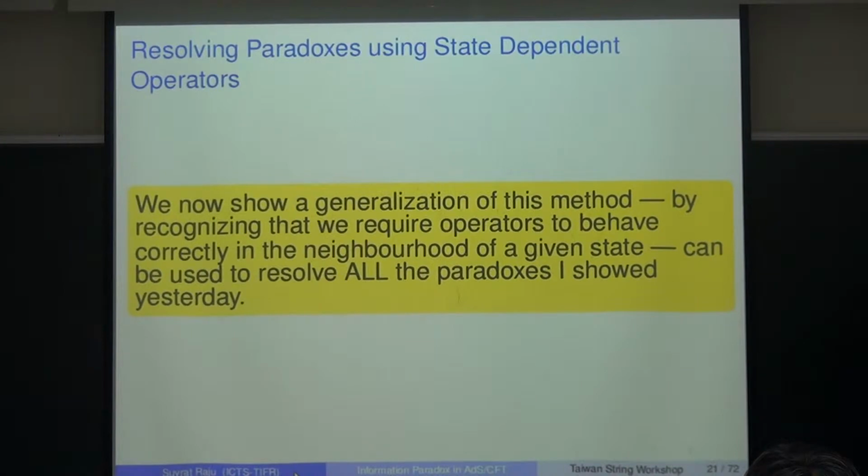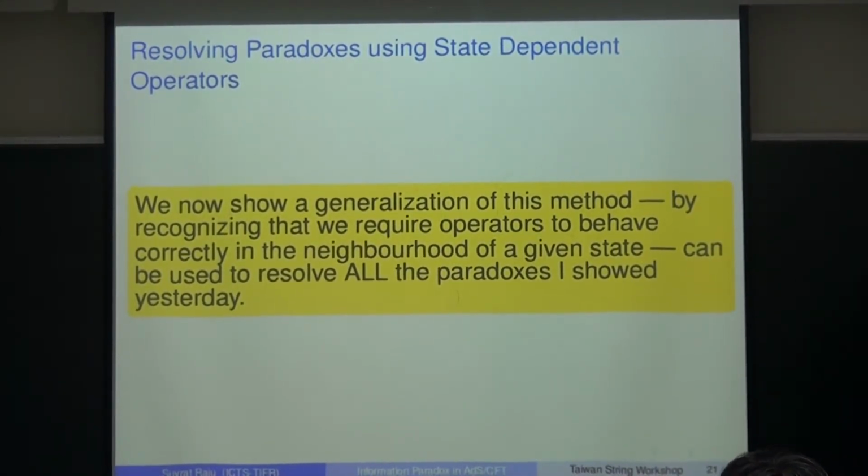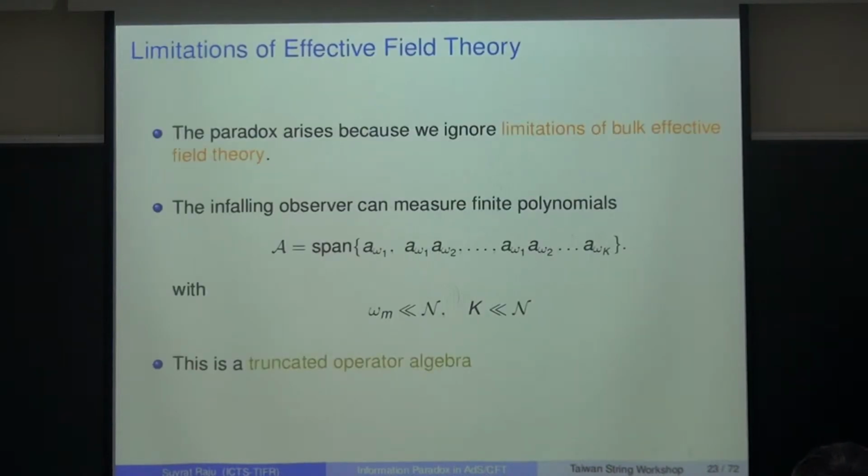So now I'm going to show you a generalization of this method to the CFT. And as I said, the fundamental point in this generalization is to recognize that you want these operators to behave correctly in the neighborhood of a given state, not everywhere in the Hilbert space. And I'll show you how this can be used to resolve all of the paradoxes that I described yesterday. Okay. So now let me go on to state dependence in AdS/CFT.